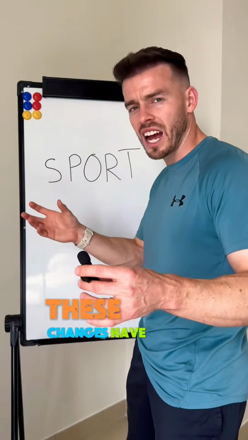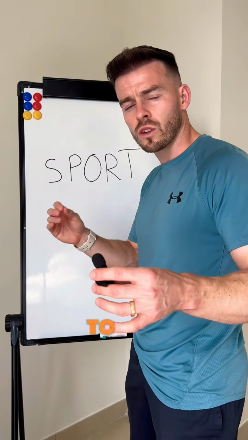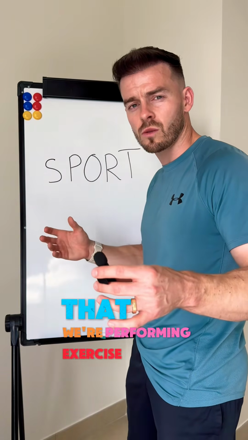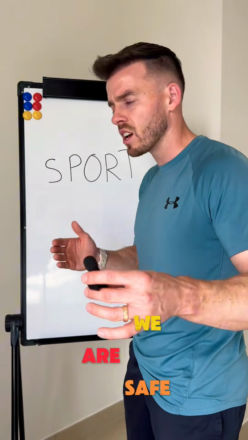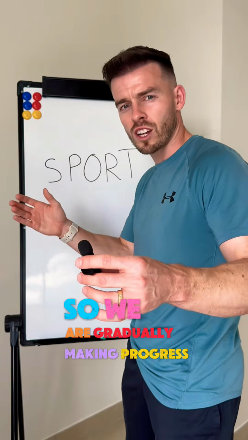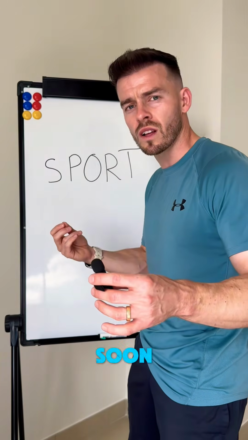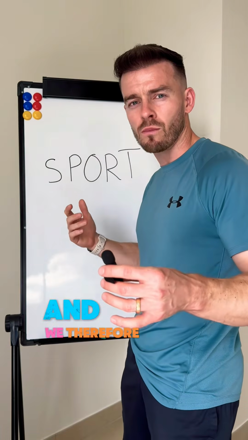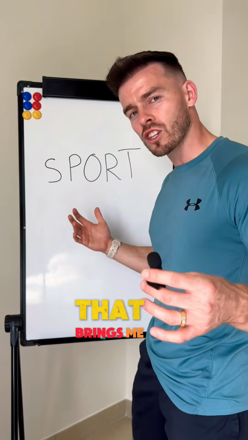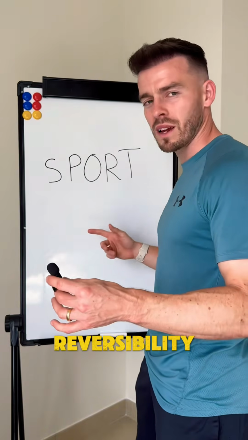Now, these changes have to be in small increments to ensure, one, that we're performing exercise with correct technique, but two, to also make sure we are safe, so we are gradually making progress. Because if we do anything too soon that is beyond our reach, we might sustain injury and we therefore might move backwards. That brings me on to my next term, reversibility.